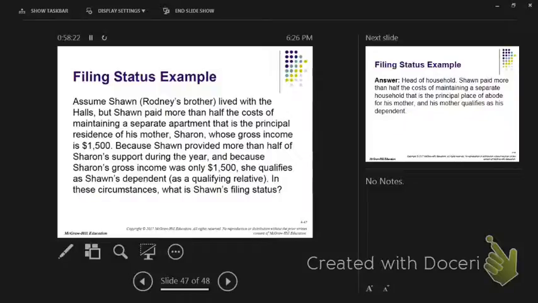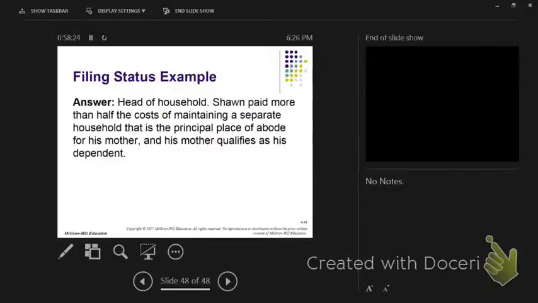Head of household, right. So it didn't matter that Sean lived with somebody else, because that's thrown in there to kind of mess with you. And it didn't matter that his mom lived somewhere else. He still paid more than half the cost. The only thing that would matter is if, living with the Halls, they claimed Sean. If Sean is being claimed as a dependent of somebody else, he cannot claim somebody as a dependent.